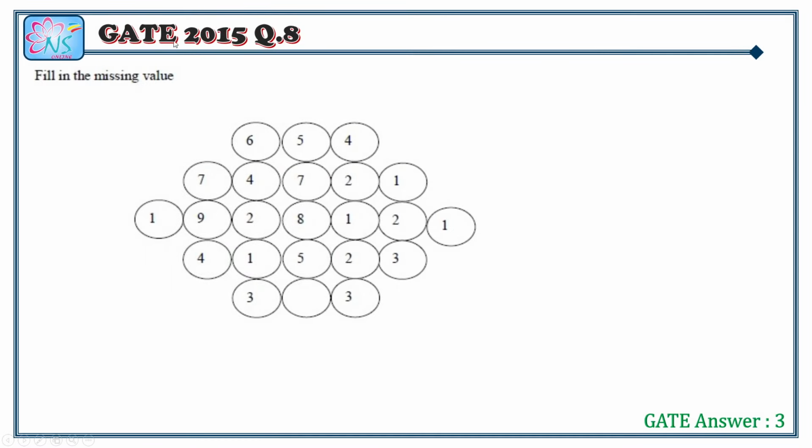Now question number 8, 2015. Here we have to fill in the missing value. The missing value is this one. First we need to find the pattern, how these values are related to each other. For example, this 5 is at the center of 6 and 4. If we add 6 plus 4 we get 10, and 5 is half of 10.